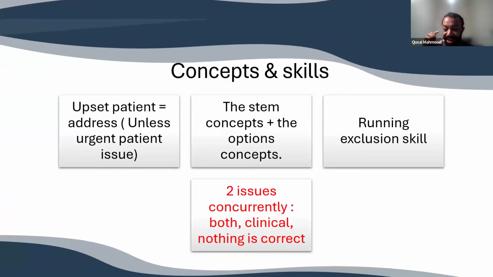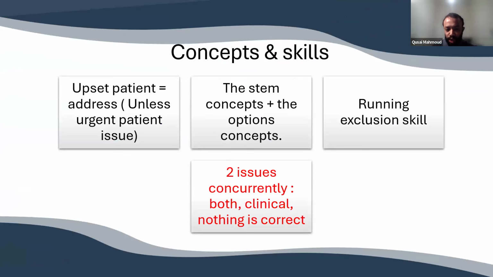So look at the red box. Two issues concurrently: the first step is to address both. If you can't, address the clinical. If you can't, nothing is correct. Believe me, everything else is a wrong answer. You are going to score very low. Don't forget this. Please write this down. You will have at least 7 to 8 questions like this in the exam. When you have clinical plus non-clinical, try to address both. If you couldn't, address the clinical, but never prioritize the non-clinical. You will score very low in this question.